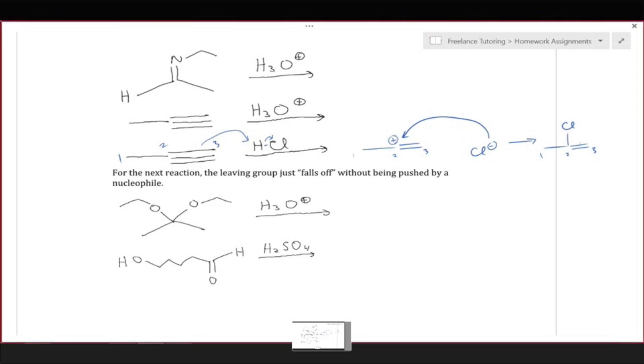You just applied the previous rules, even though it was with an alkyne. So let's go ahead and try the next example. Okay.